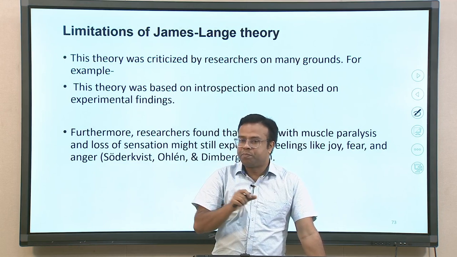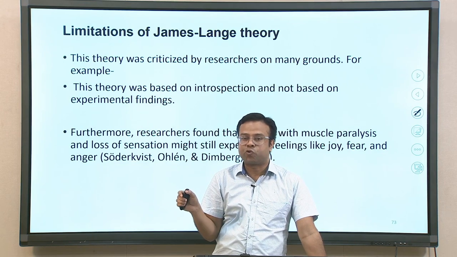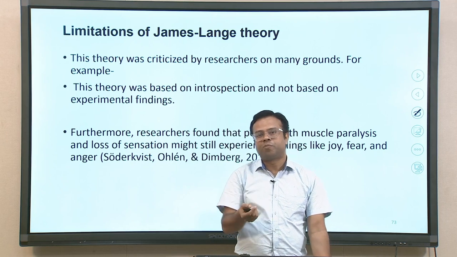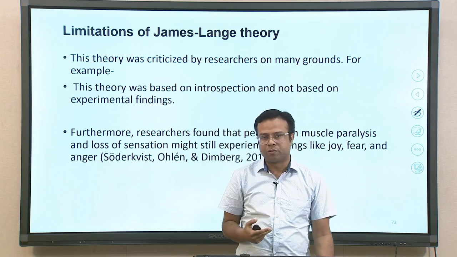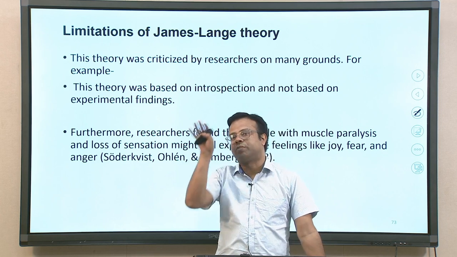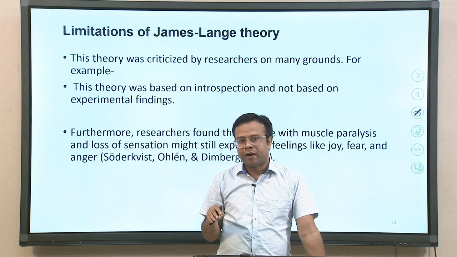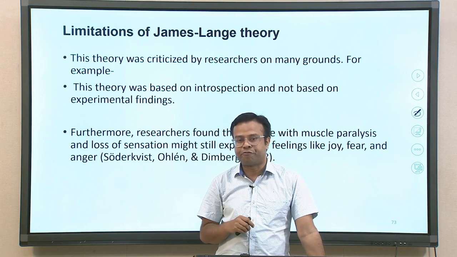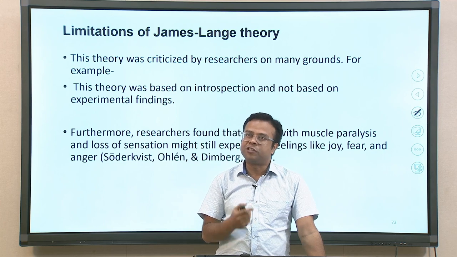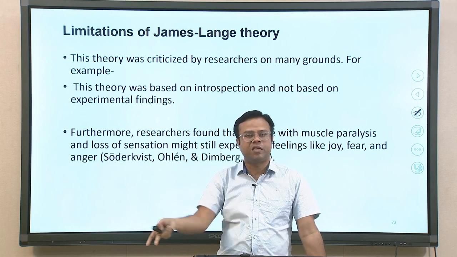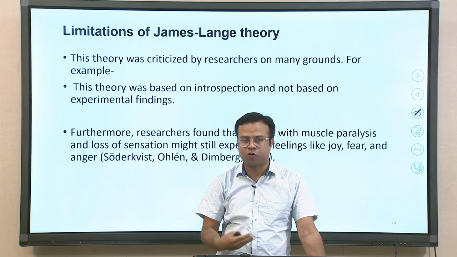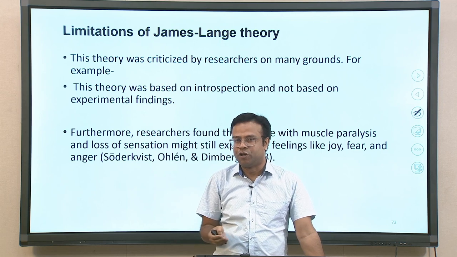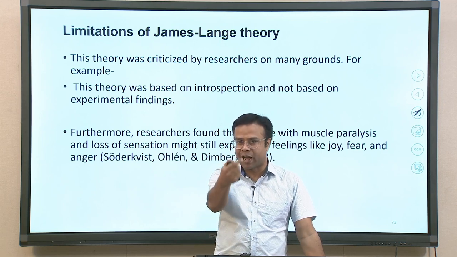Furthermore, researchers found that in many cases of people with muscle paralysis, where the muscle was completely paralyzed, sensation also gets lost. When there is paralysis, we do not get any sensation from that part of the body. And even after muscle paralysis, people could experience a lot of emotions like joy, fear and anger. If this theory is correct, they should not experience any emotion because there is no sensation from the physiological body. But despite paralysis, people experience a lot of emotions. So, it invalidates many of the ideas of this theory.